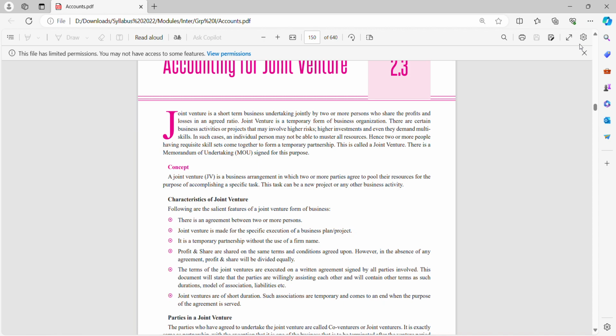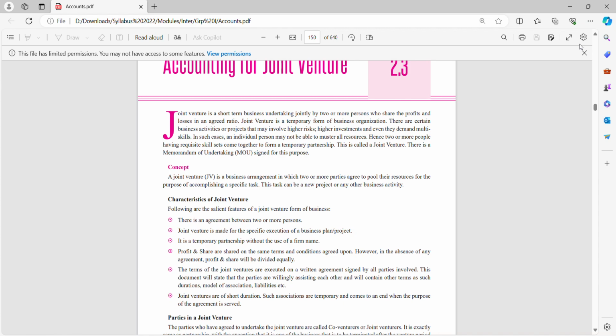So there is an agreement between two or more persons, not one, more than one. Joint venture is made for specific execution of a business, plan or project, not for everything. It is a temporary partnership without the use of a firm name. Even if you don't name that venture, that is fine. So it is formed for a temporary period, not for a longer period.